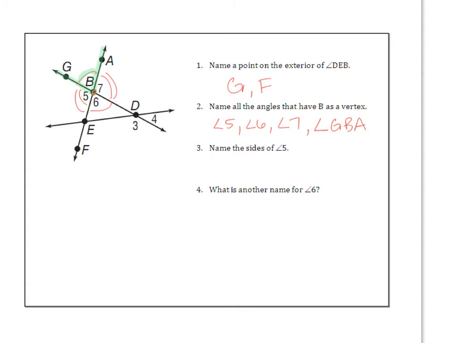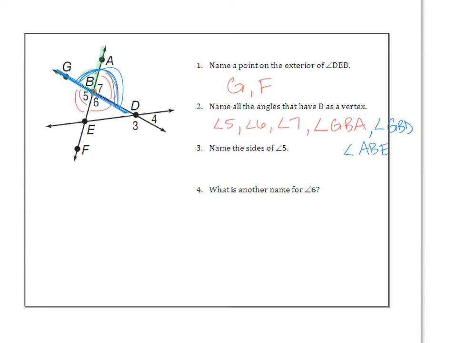There are a couple of more angles that you could name. For instance, imagine if you have a straight angle. This angle right over here, that also has a vertex at B. So you could also say angle GBD. That's a straight angle, but it is an angle with the vertex at B. You could also say angle ABE.